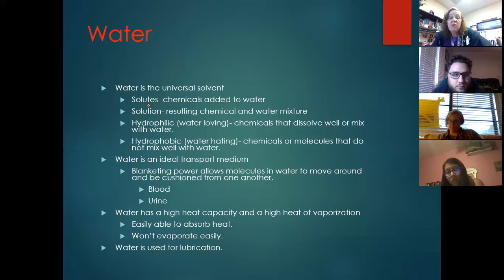Again, I know there's a lot of words on this slide. Don't panic. In fact, just sit back for a minute and just listen. Water is what we call the universal solvent. What do I mean by that? You can literally add almost anything to water.